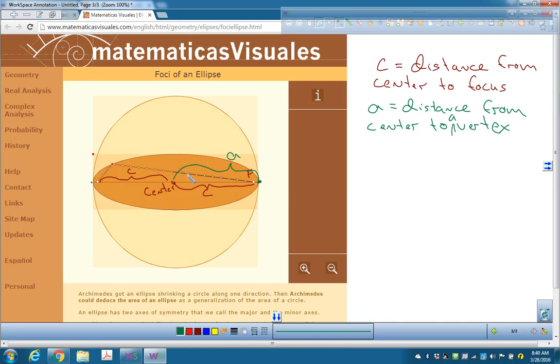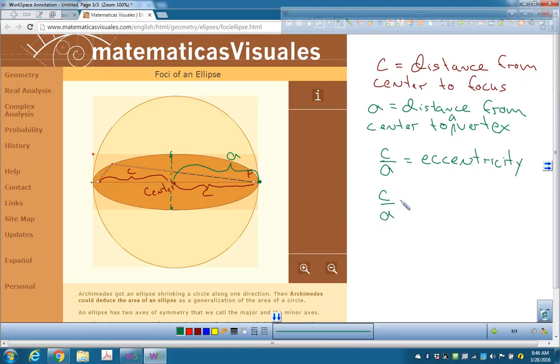So this is a vertex. This is like a minor vertex over here. We'll talk about that in a minute, okay? But this distance here is the distance from the center to a vertex. And C divided by A has a name, and that's called the eccentricity, okay? And that's kind of the stretchiness of the ellipse.